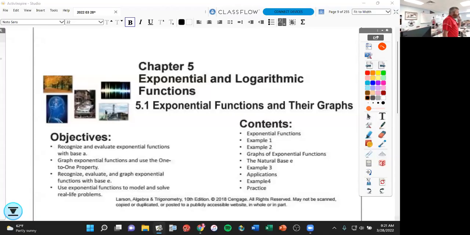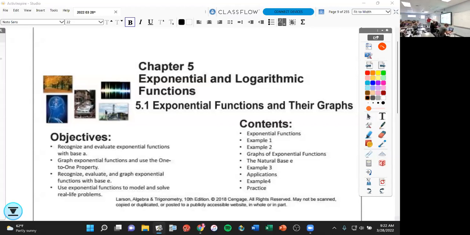5.1, we're dealing with exponential functions. Chapter 5 is all exponential and logarithms. I don't think we've ever done logarithms, have we? Did we do logarithms last semester? Okay. So that's the log button. That's also the LN button. LN actually stands for natural log, but it's LN.